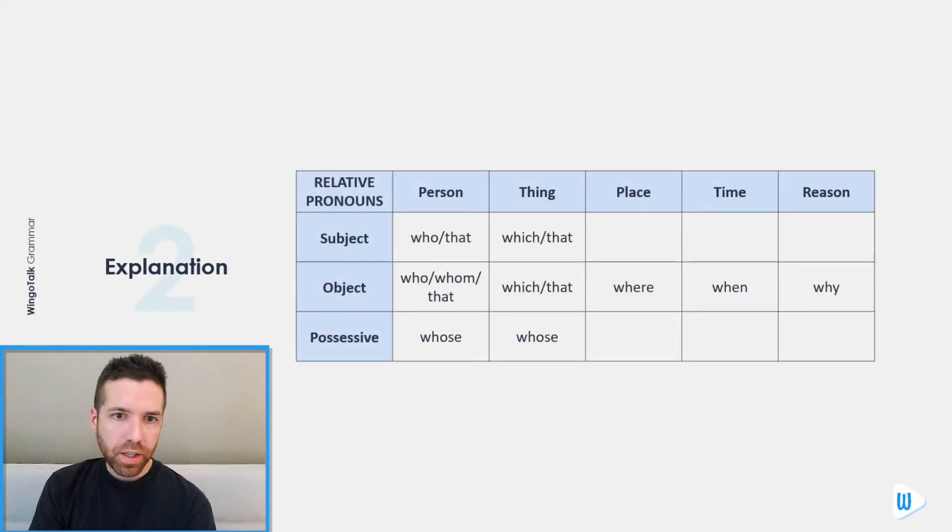Okay, so in this chart we can see who and that are used for a person as a subject. Which and that are used for a thing as a subject. And you can see the whole rest of the chart. You can pause the video and take a look and take notes. Or if that's good enough, then we can keep going.